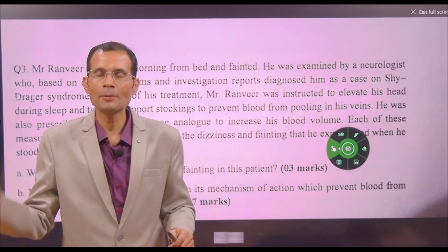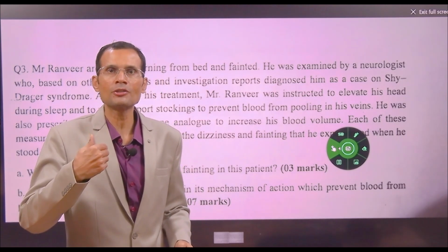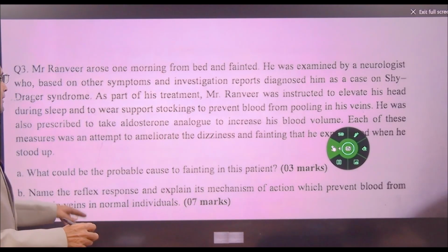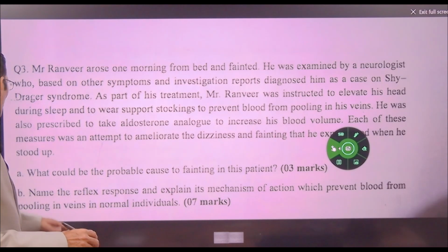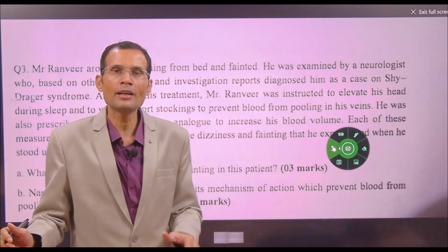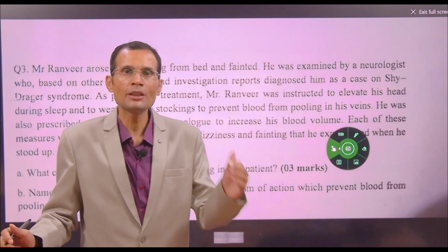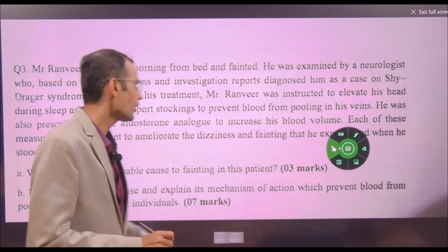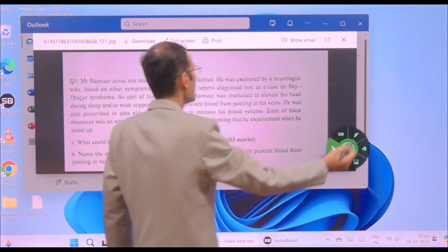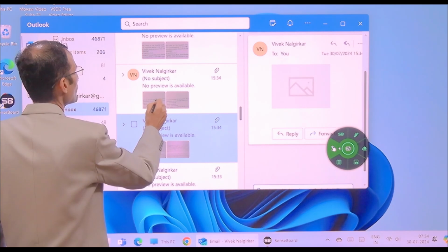Postural hypotension, that the person going in upright posture, blood is pulled in the lower extremity veins, so less blood returns to the heart, cardiac output and blood pressure decreases. Name the reflex response and explain its mechanism of action which prevent blood from pooling in veins. Reflex, it's a Barrow reflex. It's a Barrow reflex that will increase his blood pressure and prevent that pooling of blood in the lower extremity veins. All right. That's about the blood pressure and one application of blood pressure. Let's go to the next one.